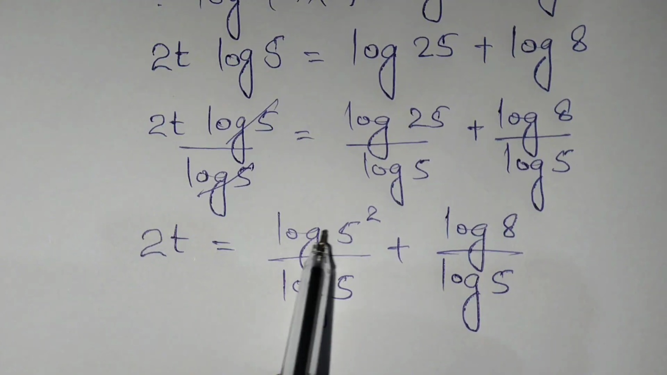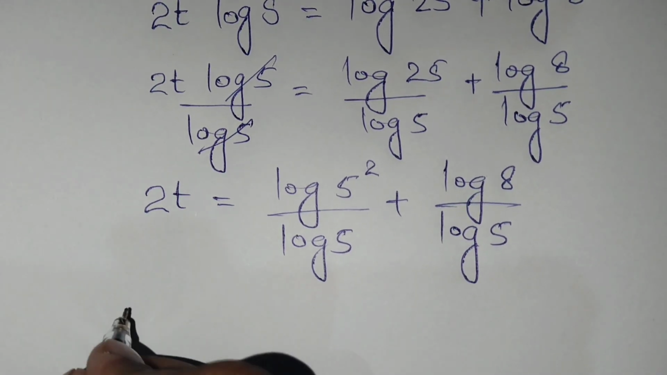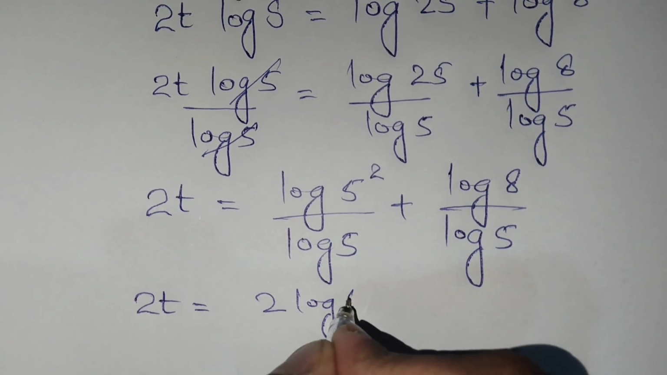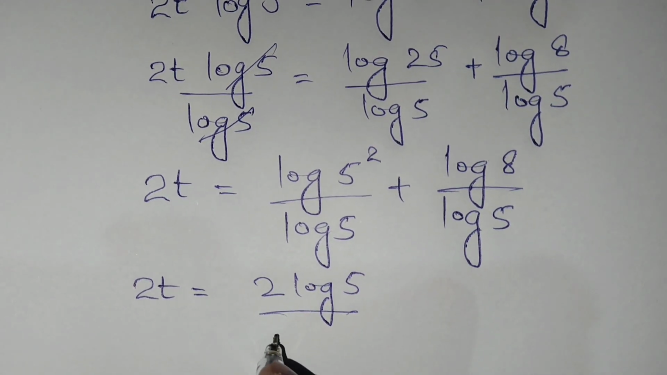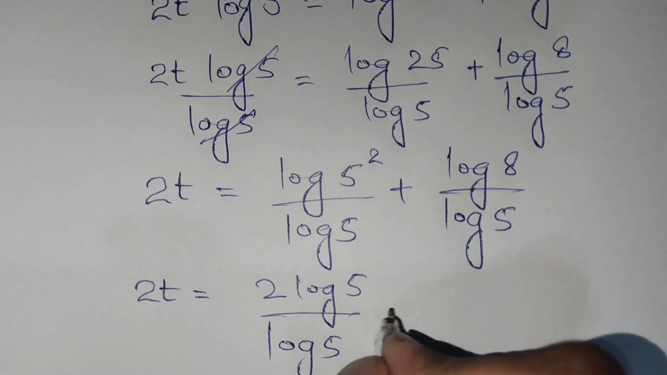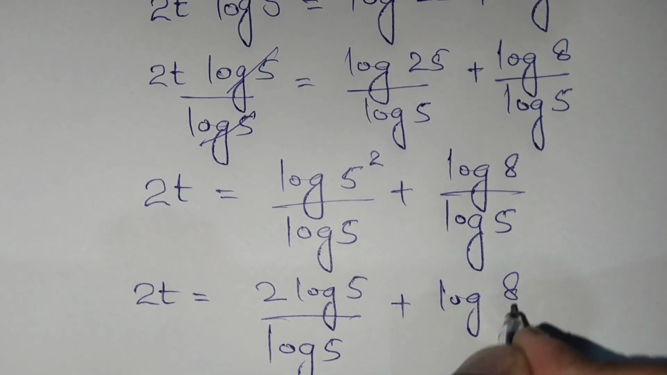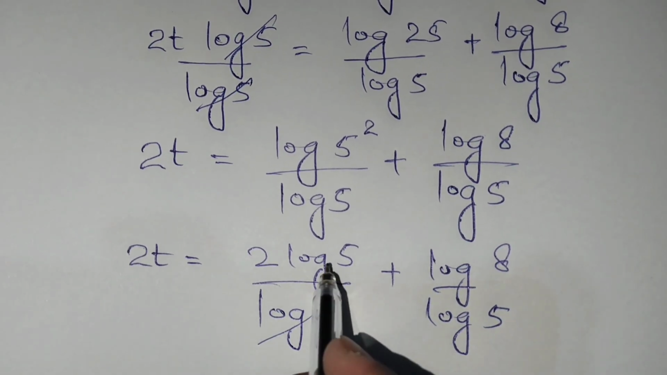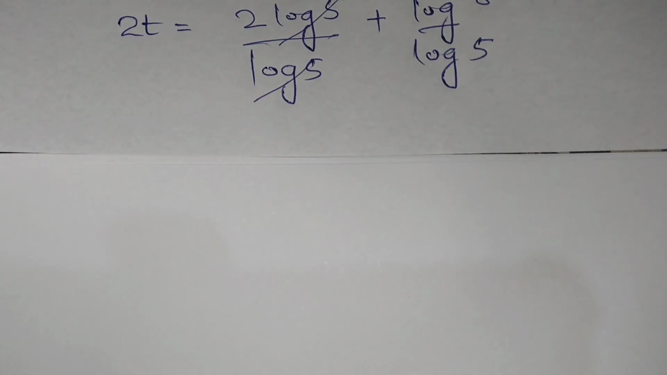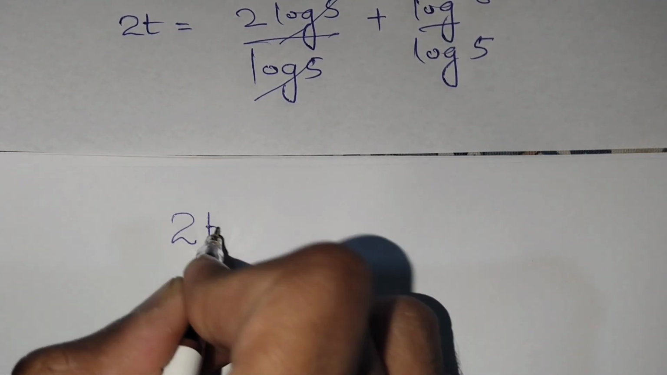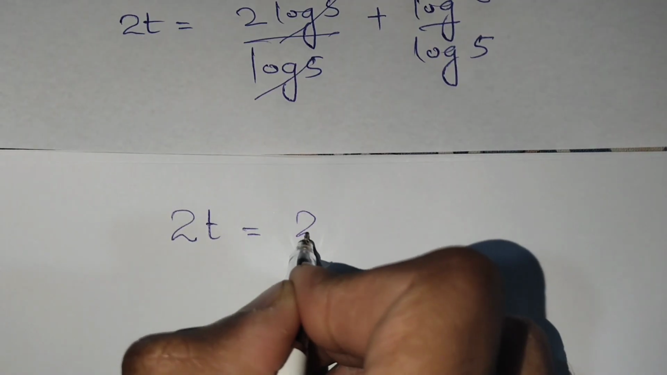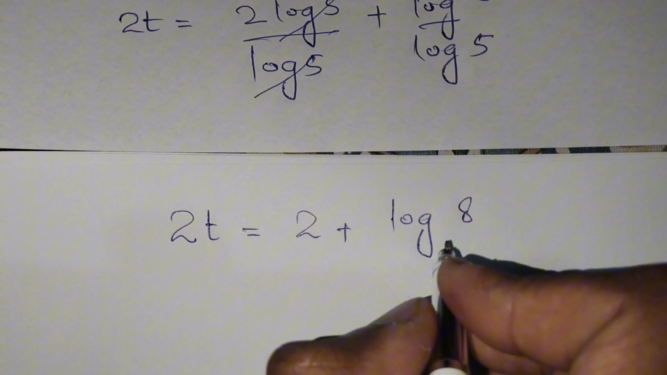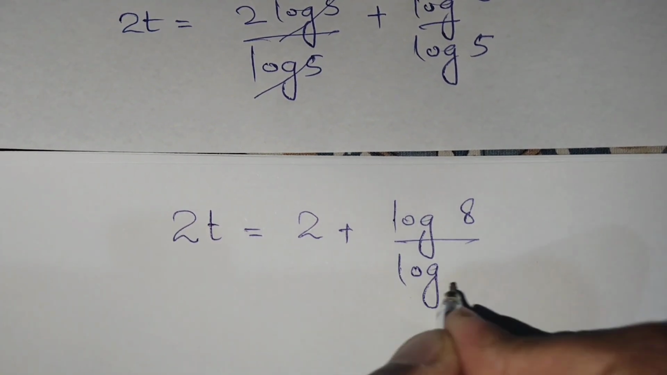We will apply the power rule of log here. The equation now becomes 2t is equal to 2 log of 5 divided by log of 5 plus log of 8 by log of 5. Cancel log 5 with log 5. We get 2t equal to 2 plus log of 8 over log of 5.